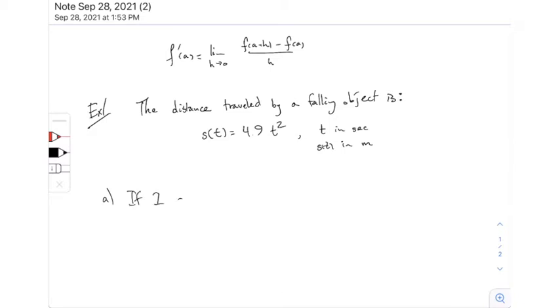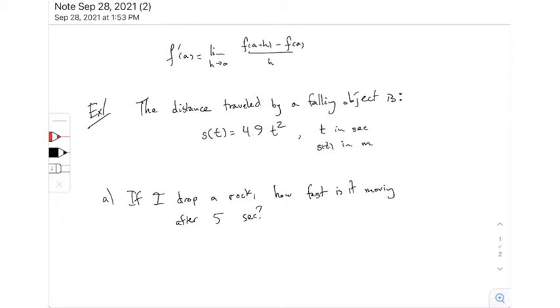if I drop a rock, say, this of course does not account for anything like air resistance or that kind of thing. It's just in ideal conditions with no air, in a vacuum. If I drop a rock, how fast is it moving after 5 seconds? Right? How fast is it moving after 5 seconds?